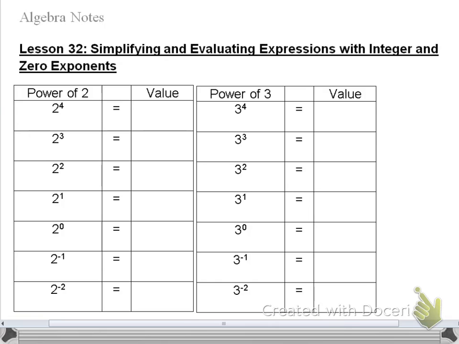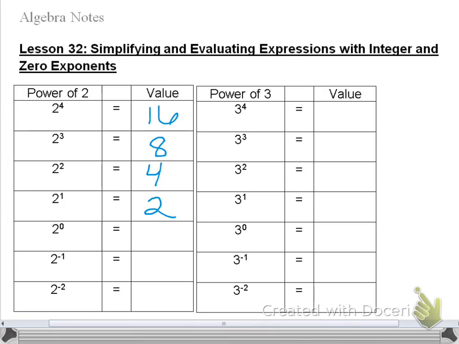2 to the fourth power would be 2 times 2, which is 4, times 2, which is 8, times another 2, which is 16. So go ahead and write in 16. And 2 to the third power would be 2 times 2, which is 4, times 2, which is 8. 2 times 2 would be 4, or 2 squared. 2 to the first power is just 2. Anything to the first power is itself.